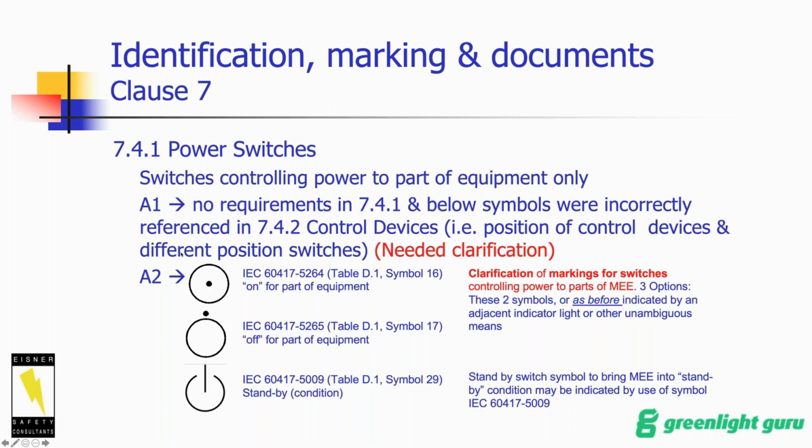So in Amendment 1, the requirements for these two identification marks, for on for part of the equipment or off for part of the equipment, pretty much ended up in the wrong place in the standard. That ended up in 7.4.2 instead of 7.4.1, so we moved it to the more appropriate place, and we added in the standby symbol, basically, is the bottom line for this slide. You can read more detail when you have more time.